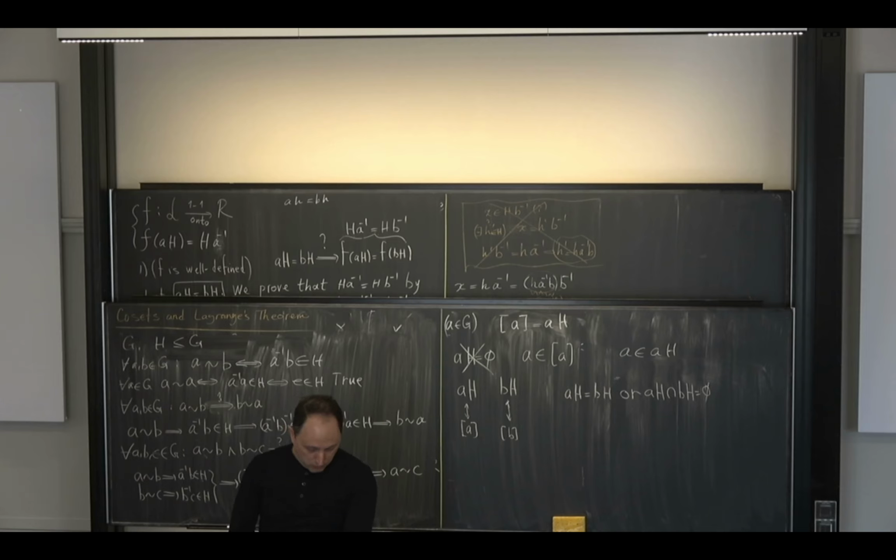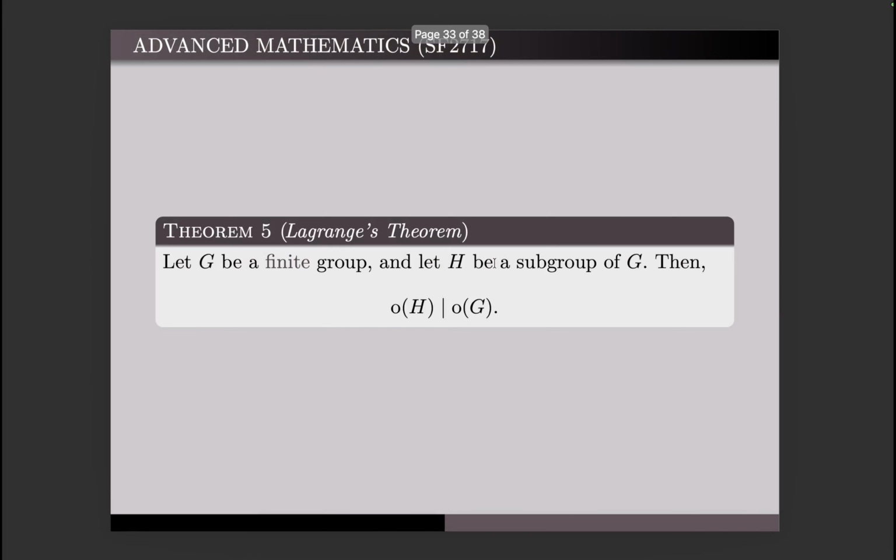Let me see what more we have here. Yeah, I have written all those lists as a remark. So this is the Lagrange theorem. At least we can phrase it here. It's a very simple, elegant theorem. If G is a finite group, and H is any subgroup of G, then the order of the subgroup divides the order of the group.